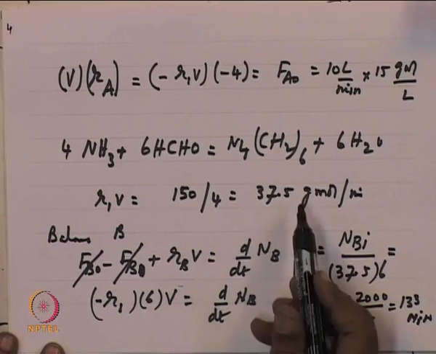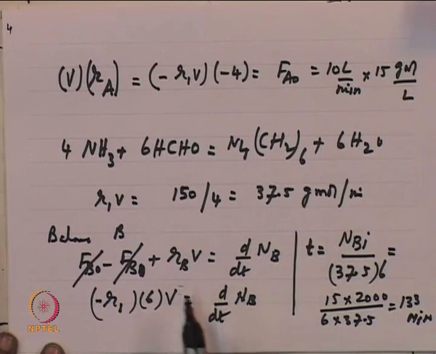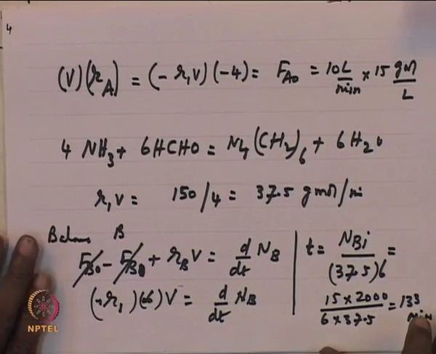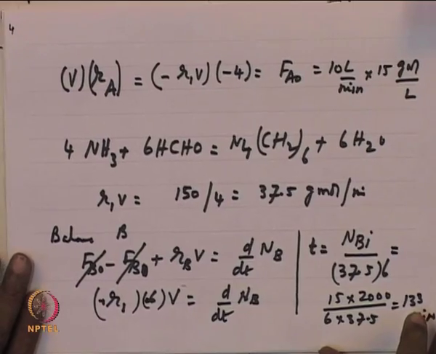That is what I have written here. So, R 1 is multiplied by the stoichiometric coefficient. I should have put this minus sign here. Okay. So, the minus sign should have been put here, minus 6. So, R 1 is 37.5 multiplied by 6. 15 into 2000, 2000 is the initial volume. So, 133 minutes is what it takes for the material to be completely consumed.